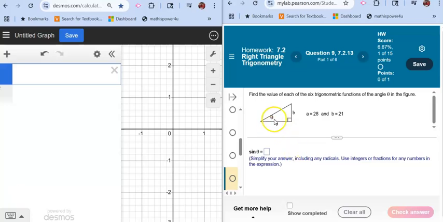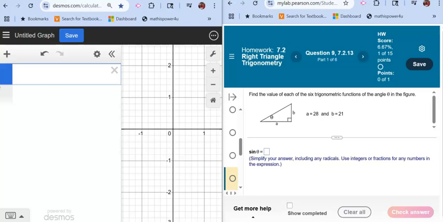Hey, trig class, we're going to look at finding the values of all the 6 trig functions with a right triangle given 2 of these sides. Because we've got a right triangle, if you're given 2 sides, you can always find the third side with the Pythagorean theorem.